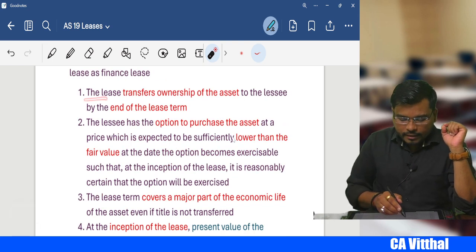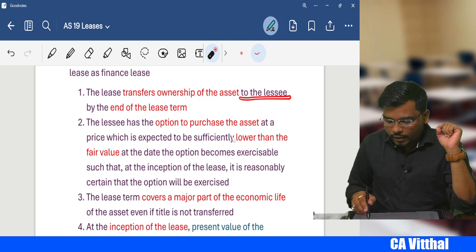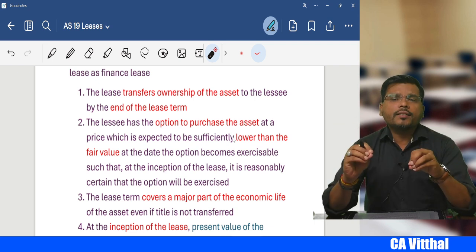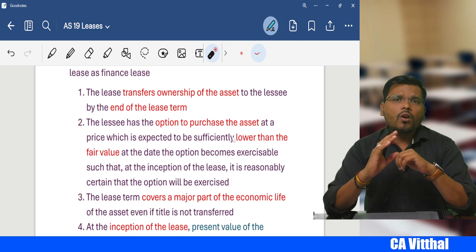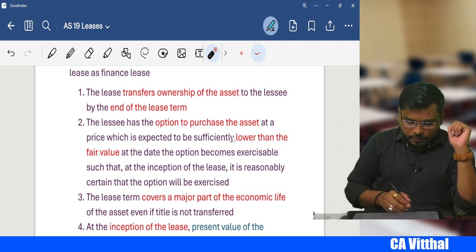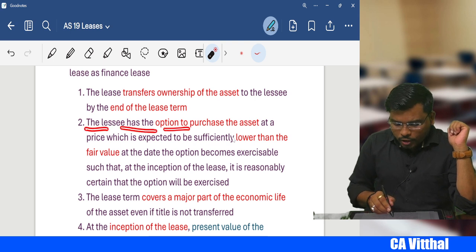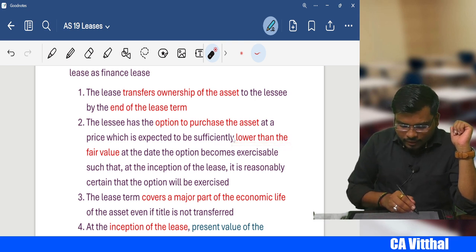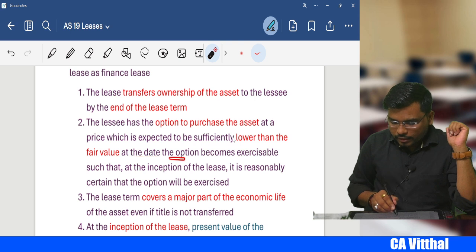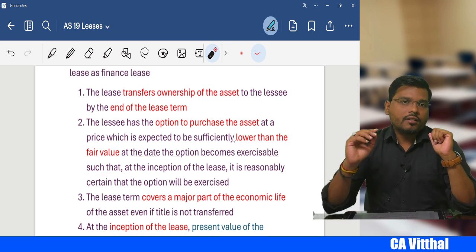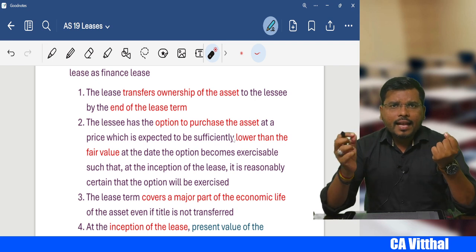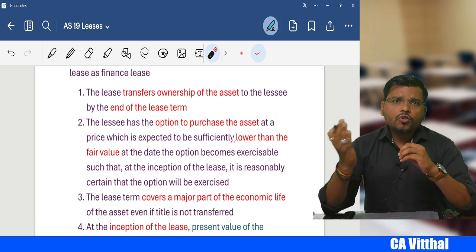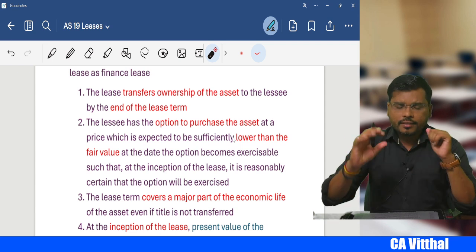First, the lease transfers the ownership of the asset to the lessee by the end of the lease term. That means if the lease is transferring the ownership of the asset to the lessee at the end of the lease term, we call that lease a finance lease. Second indicator, the lessee has the option to purchase the asset at a reduced price that is lower than the fair value at the date the option becomes exercisable, such that at the inception it is reasonably certain. He has that option that at the end of the lease term he is able to purchase the asset at a reduced rate that is less than the market price.